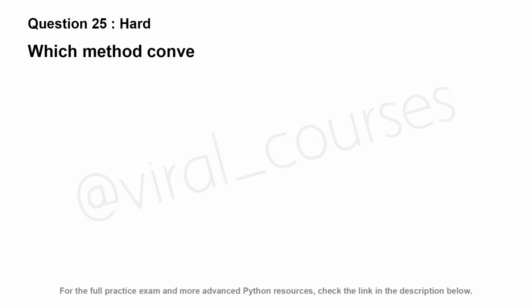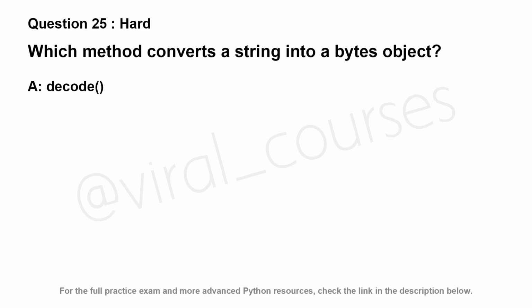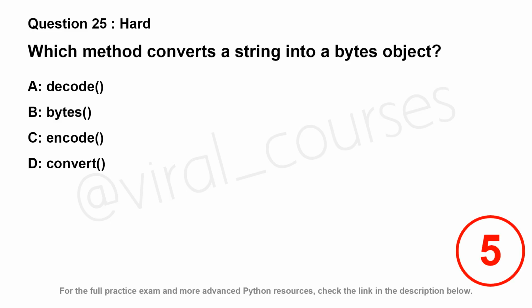Which method converts a string into a bytes object? Option A, decode. Option B, bytes. Option C, encode. Option D, convert.